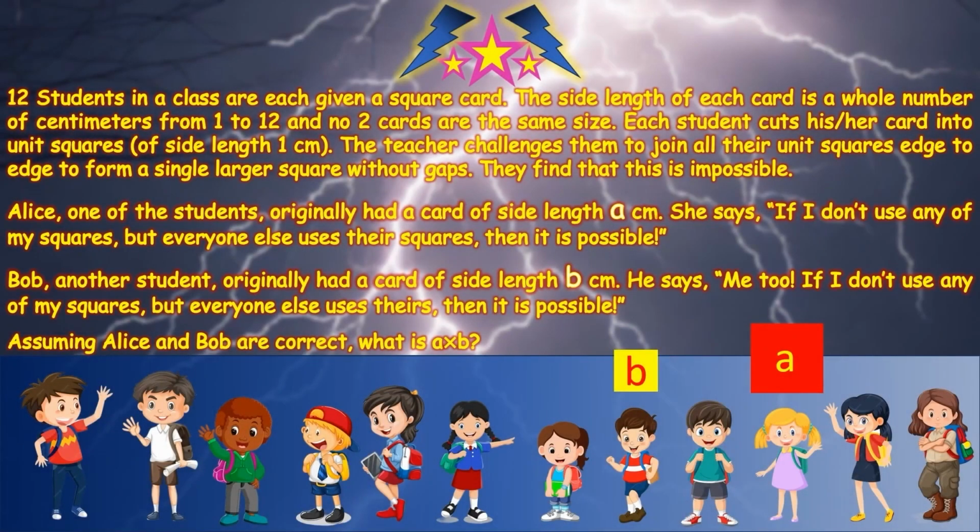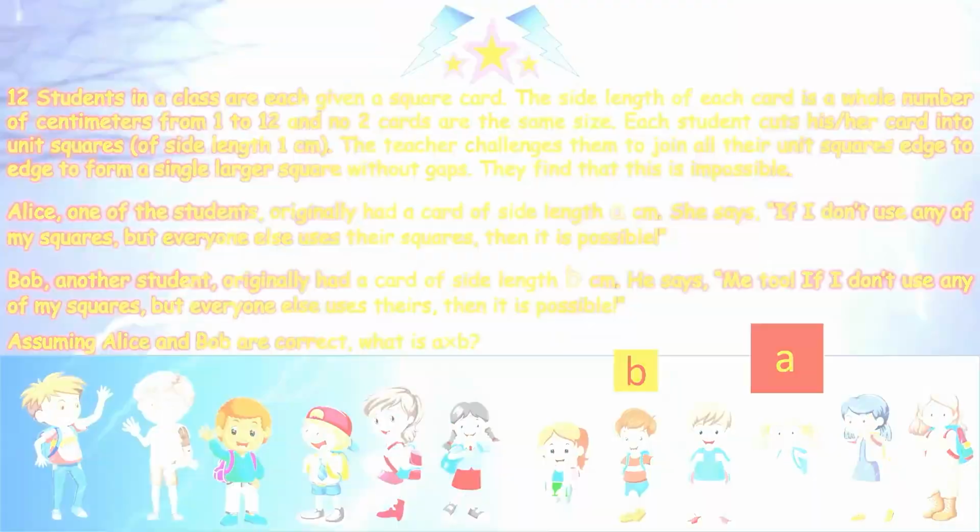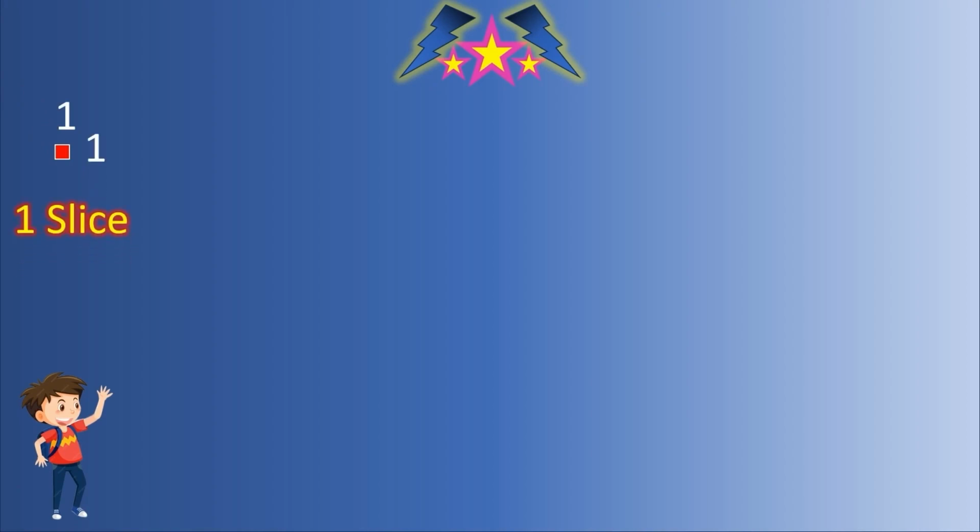Hello, my friends. Today, we're going to tackle a 3-star lightning question. Let's dive in. First, one of the students has a square with a side length of 1. Since we can't cut it further based on the teacher's statement, we have only one item here.